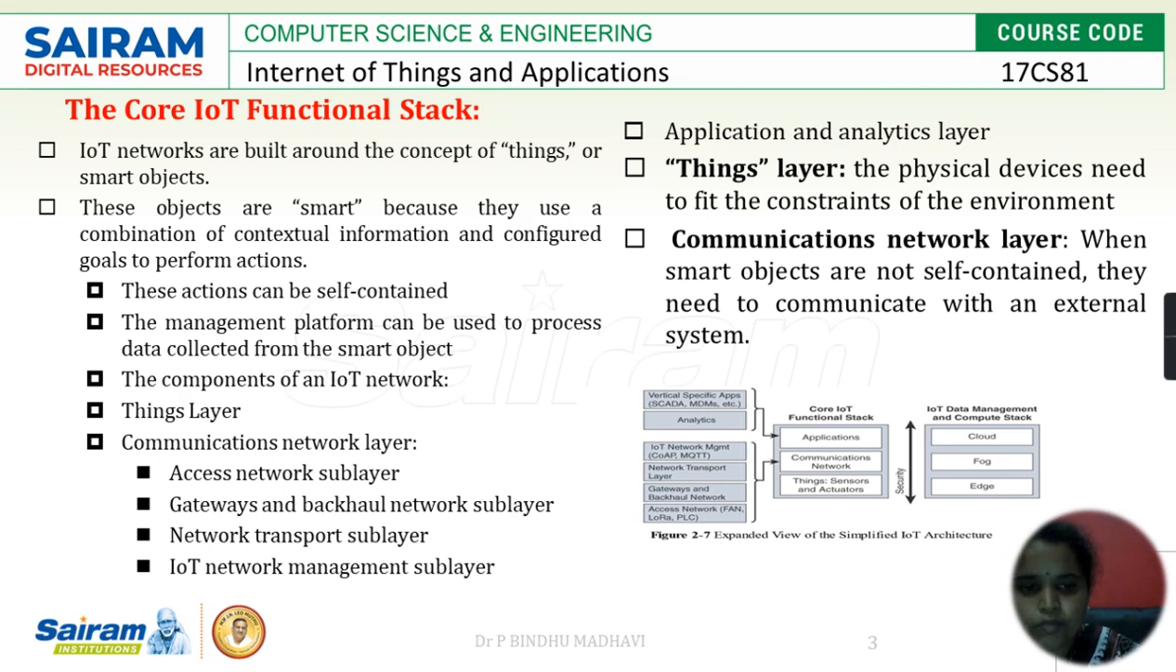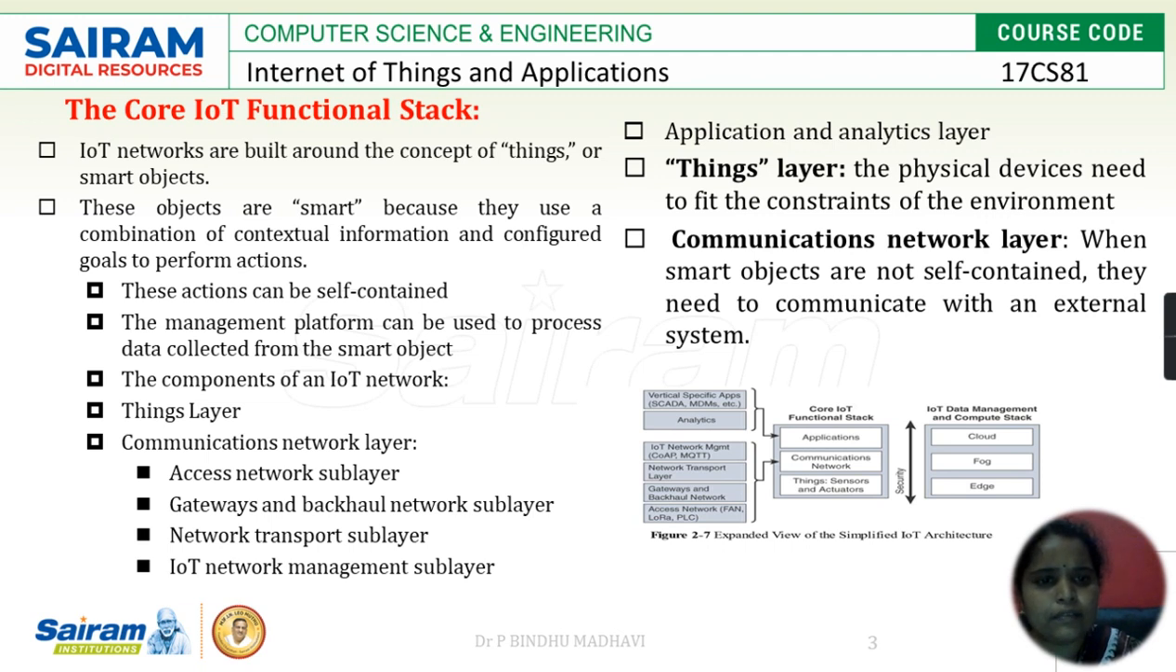There are different types of sensors, actuators and devices connected here. And we know the communication layer, as usual: accessing the network layer, gateways, network transport layer, network management sublayer, everything we have seen in the previous slide, right? So here, the role played by the things layer and communication network layer again plays a vital role to connect the components and to process the data generated through the components.